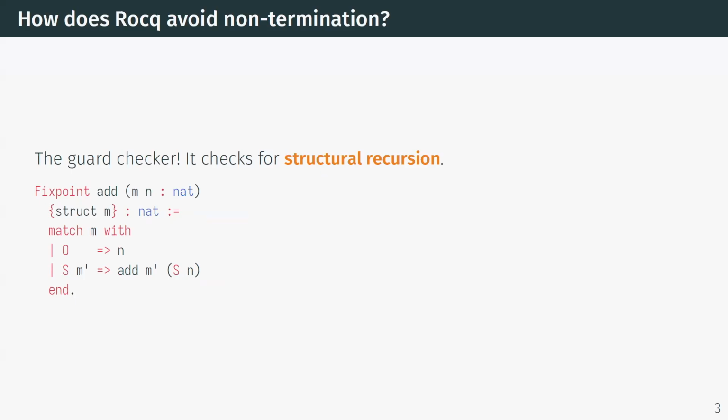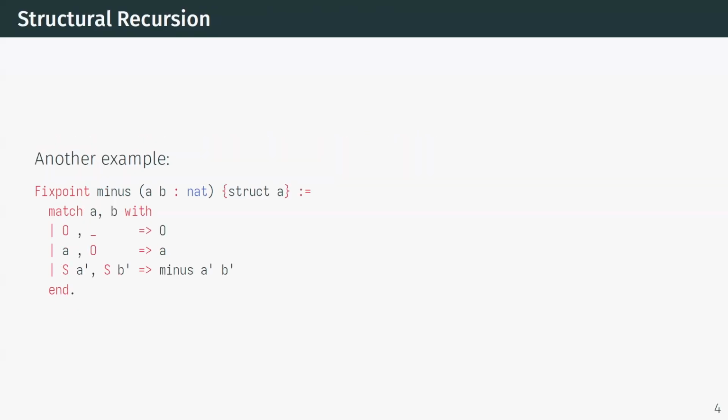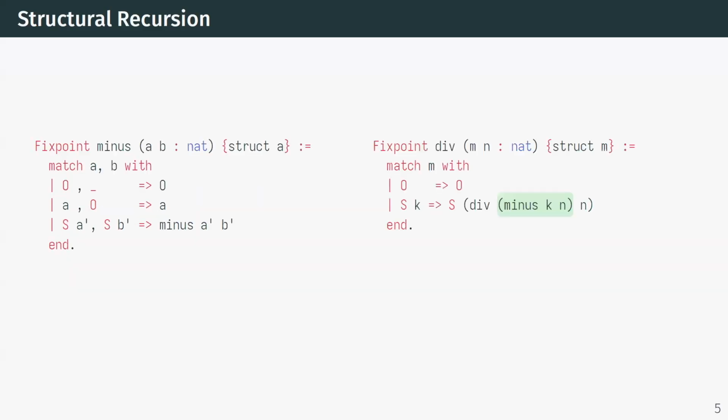So what you can do is you can have a recursive argument, and you can show that. The guard checker checks that all the recursive calls in the body are getting smaller on the recursive argument. That's it. Simple. Let's see another example. For example, this is minus. It's typical. 0 minus something is 0, a minus 0 is a, and then there's a recursive case. Easy. That is accepted.